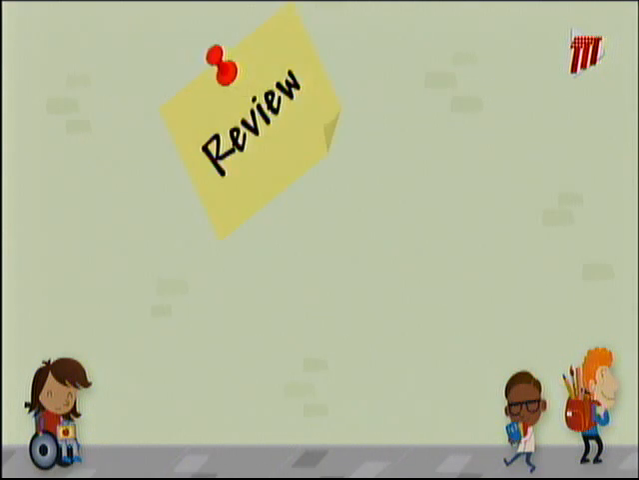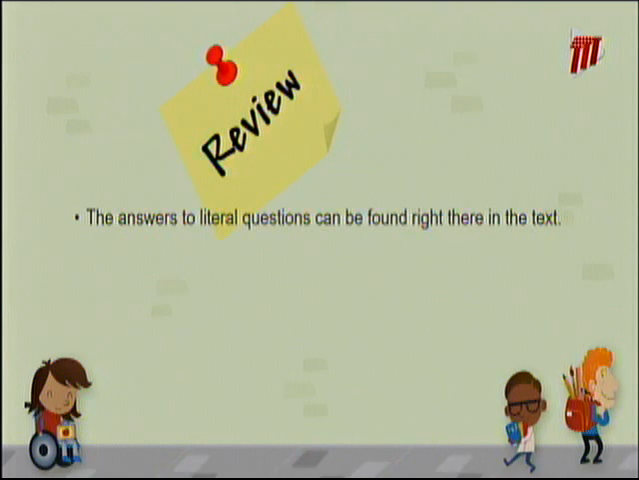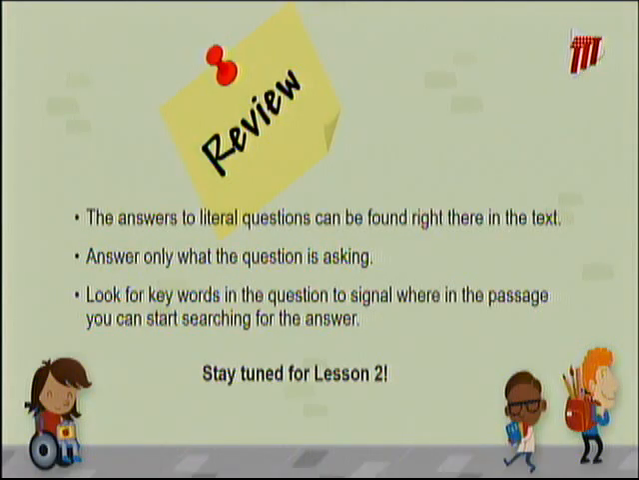Let's review. So far, we have learned that the answers to literal questions can be found right there in the text. Answer only what the question is asking. And finally, look for words in the question that signal where in the passage you can start searching for your answer. Stay tuned for lesson 2.